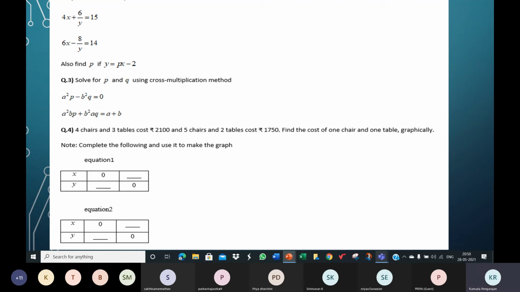Very, very neat work, Thirunesh. Your graph is so neat. Very well done. Very nice, Thirunesh. It's right.